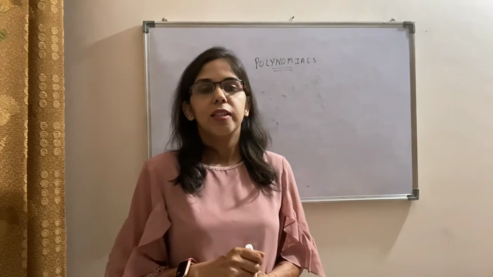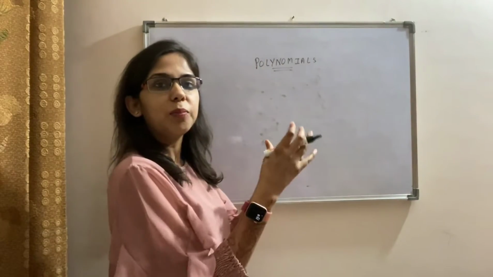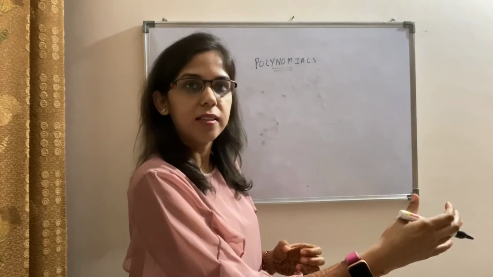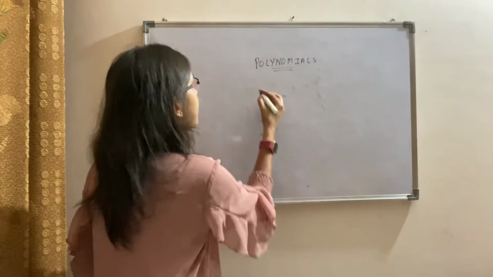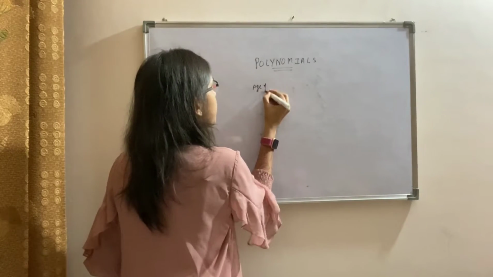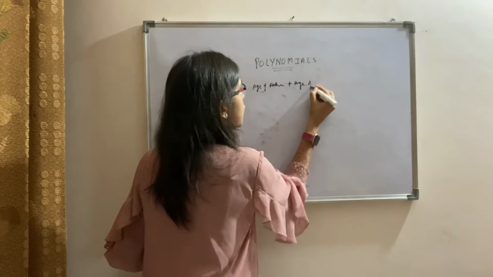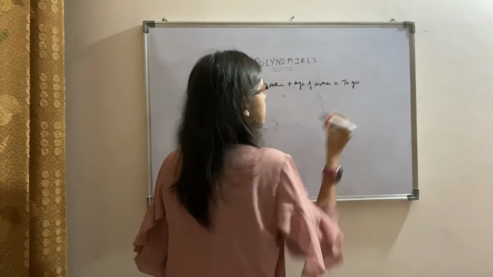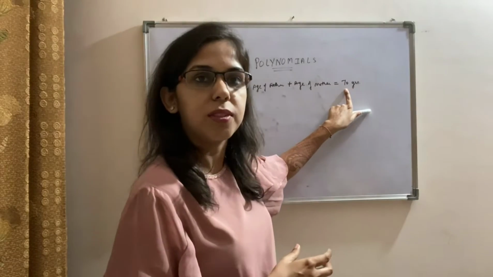Suppose a student named Ria comes to me and says that when she adds up the ages of her father and mother, she gets the result as 70 years. What is she saying? She is saying that the age of a father plus the age of her mother is 70 years. When she adds up both the ages, she gets the result as 70.